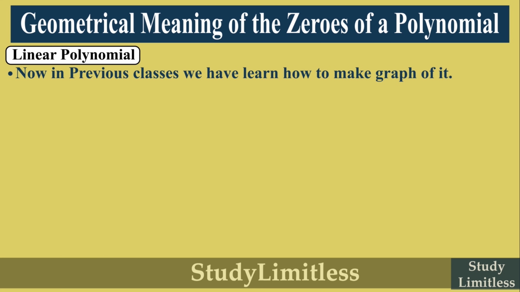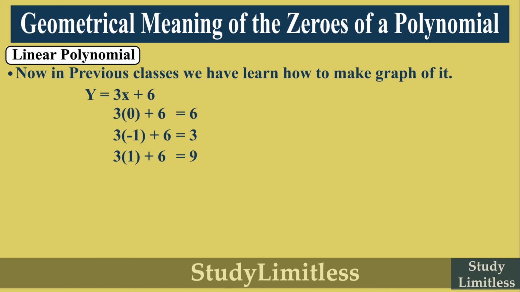Now, in previous classes, we have learned how to make a graph of it. As we have y is equal to 3x plus 6, recall the previous class and simplify this. We get 3x plus 6. In the place of x, we'll take 0 and try to find out. 3 into 0 is 0 plus 6 will give you 6. 3 into minus 1 plus 6 will give you 3. 3 into 1 plus 6 will give you 9.